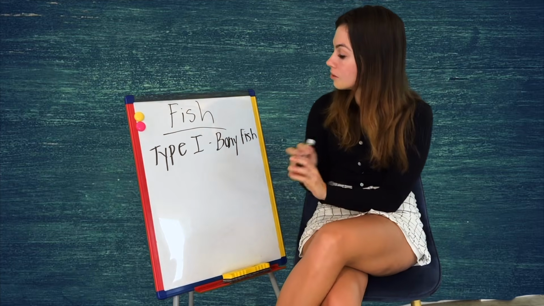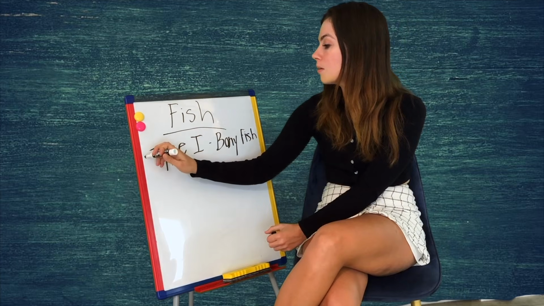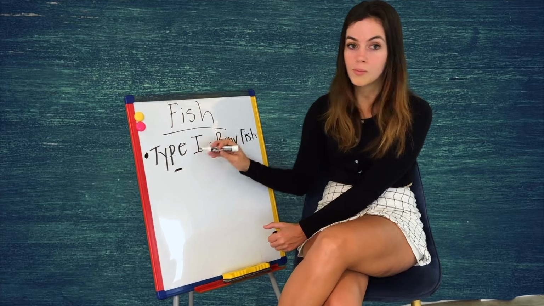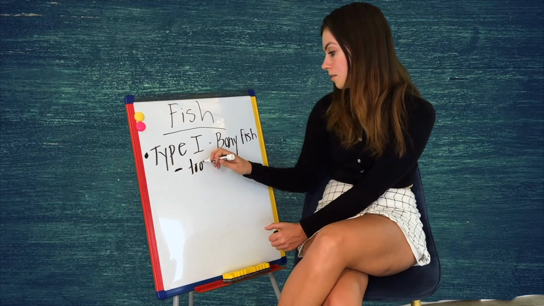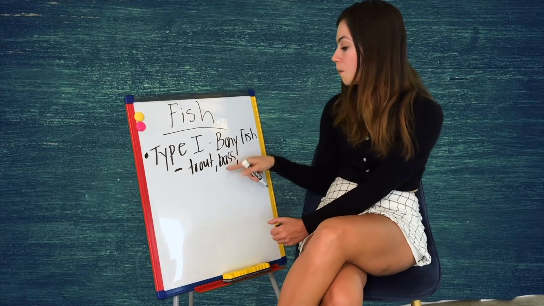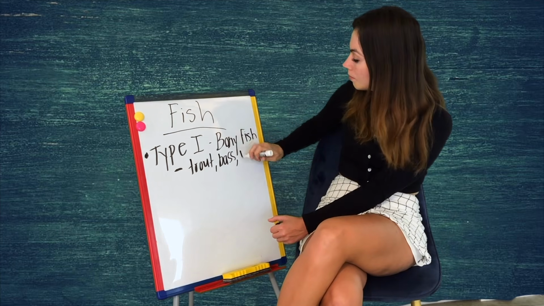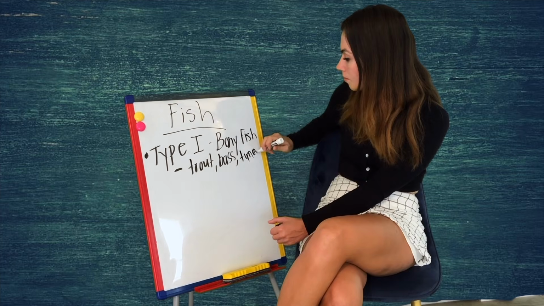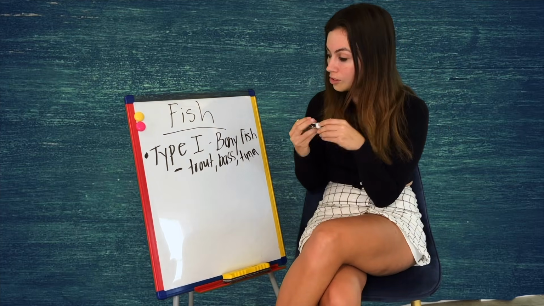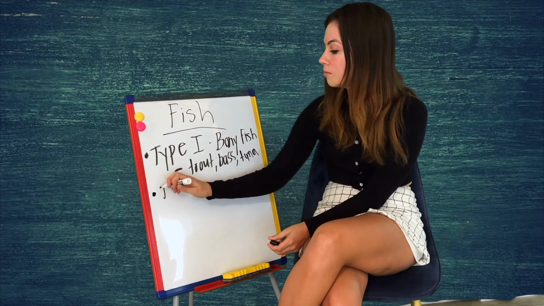So some examples of bony fish. So some examples would be trout, bass, and tuna. So the next type of fish is type 2.